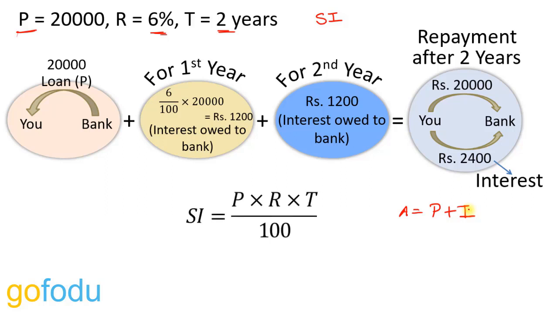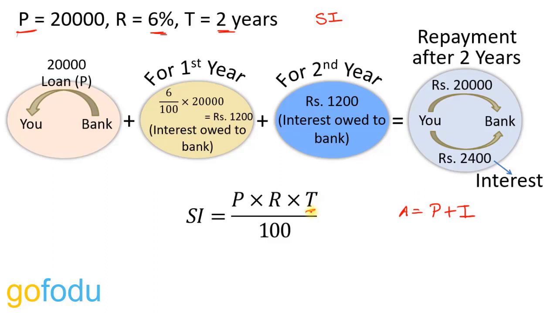Now simple interest is R% of the principal. So R by 100 into P, and it remains the same. The same interest is generated every year, so we multiply it by the number of years. This is the formula for simple interest.